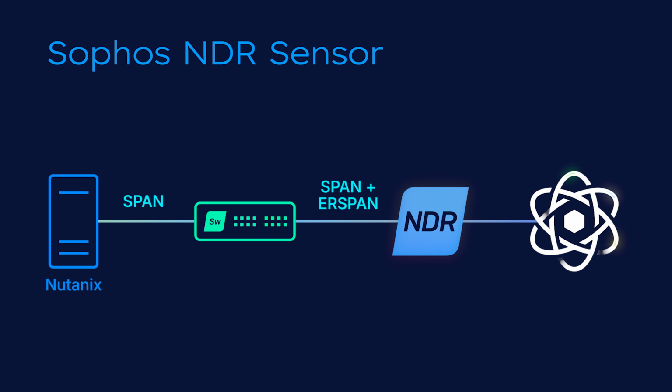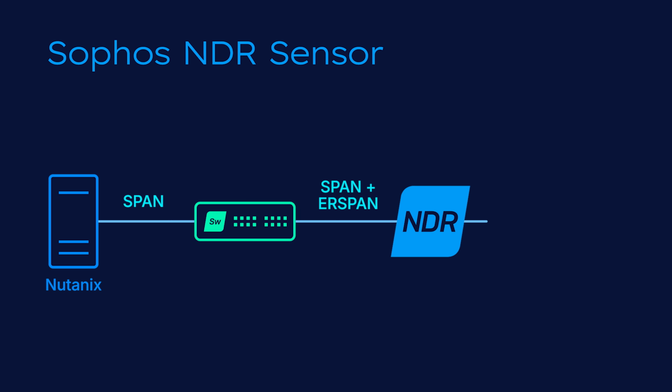Sophos NDR reports all detection data to the Threat Analysis Center in Sophos Central by using a SPAN and ERSPAN port to scan traffic generated from your hypervisor environment. Today, you'll learn how to set up the NDR integration in Sophos Central.